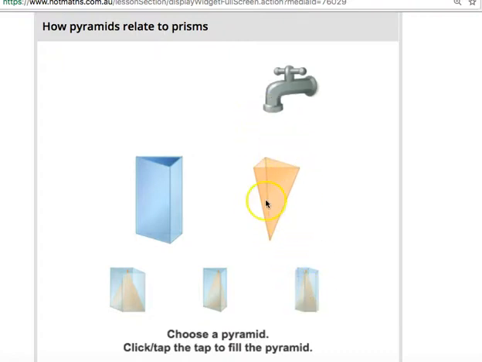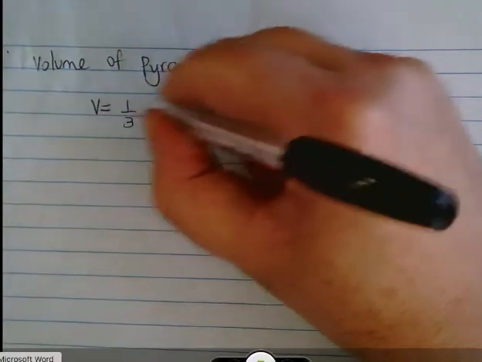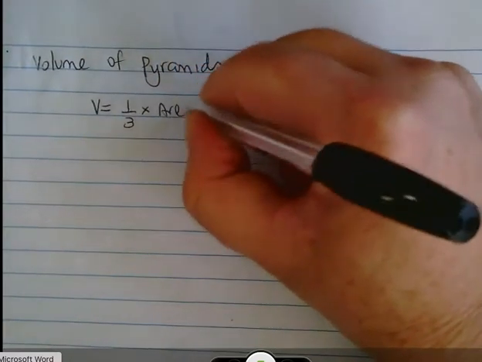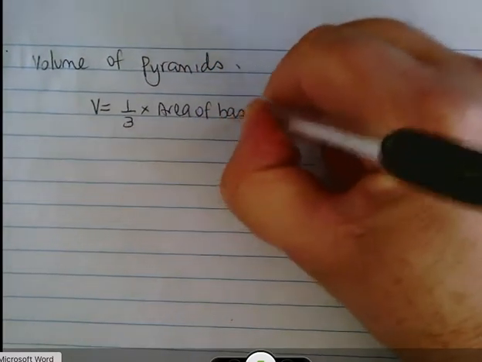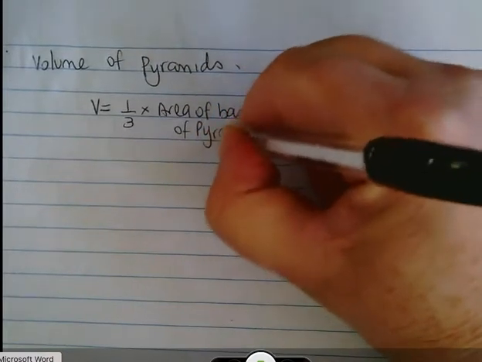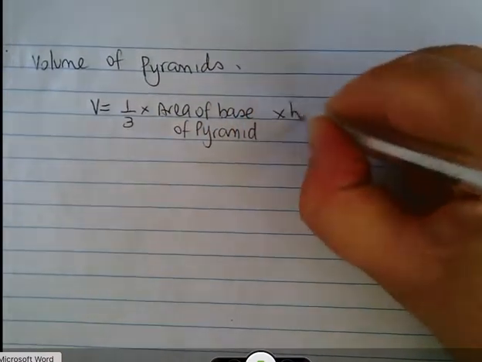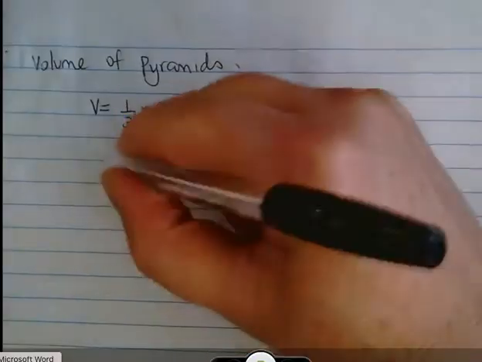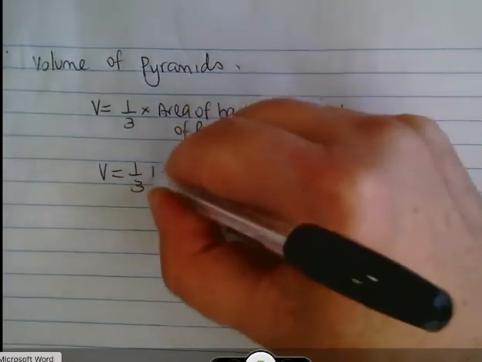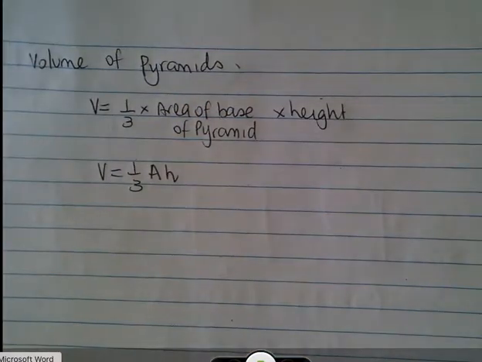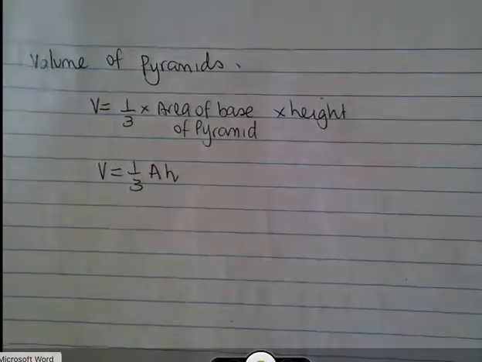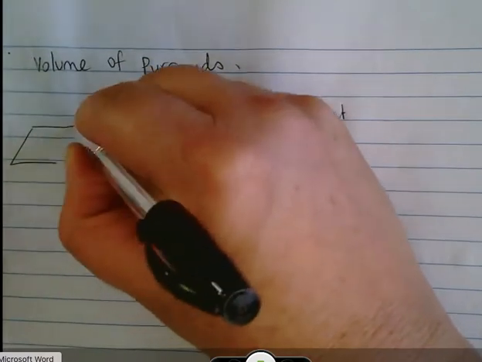So what we've got, and I could do it for the other one as well, is that the volume of a pyramid is 1/3 of the area of the base of the pyramid times the perpendicular height. Does this make sense to you? That the volume will be 1/3 of the area of the base of the pyramid times the perpendicular height. Yes, you can include that in your notes.